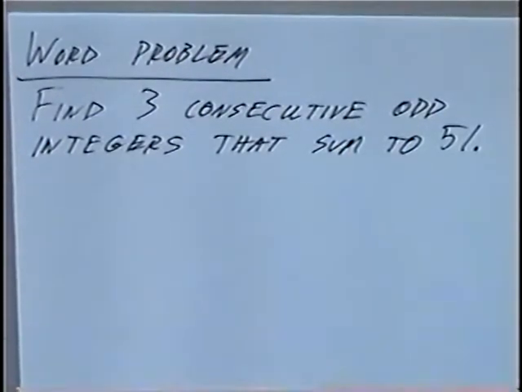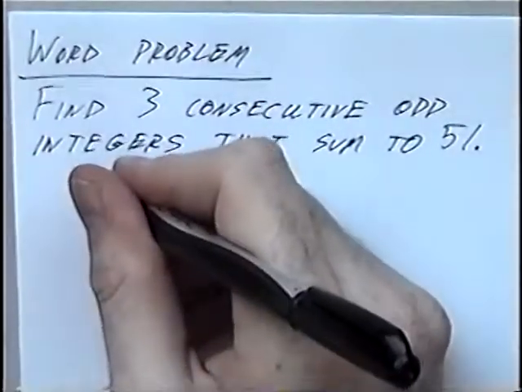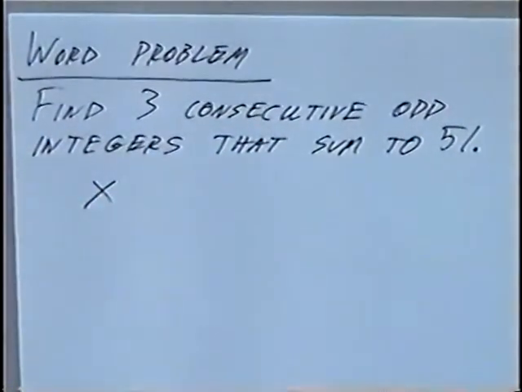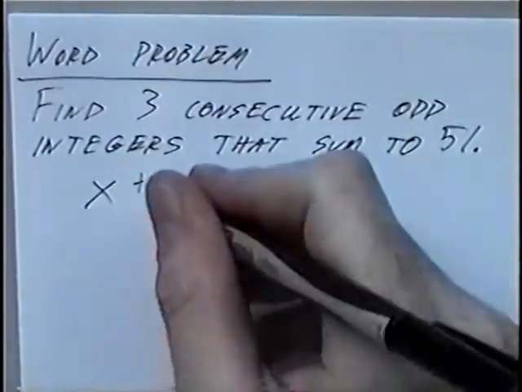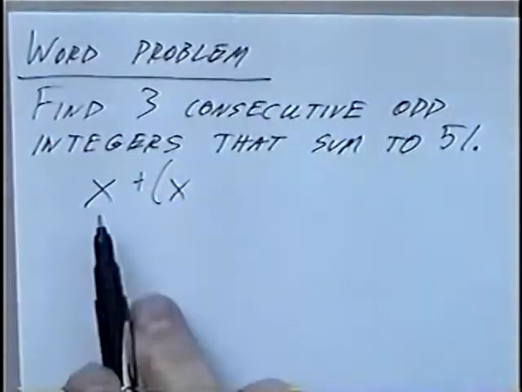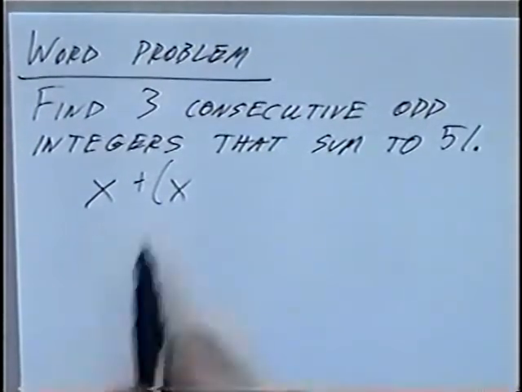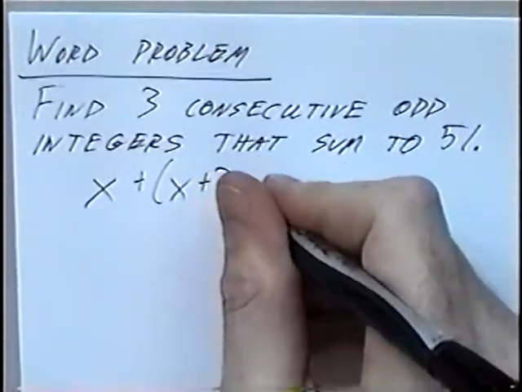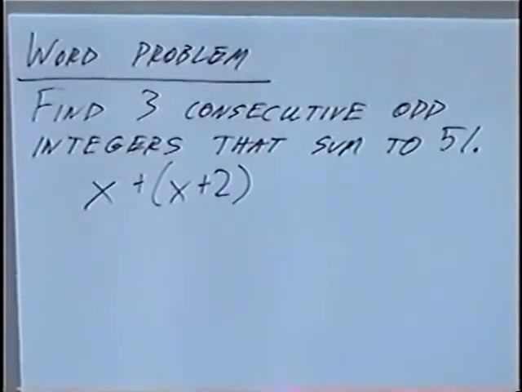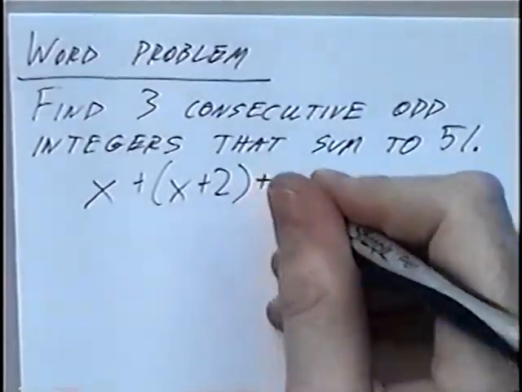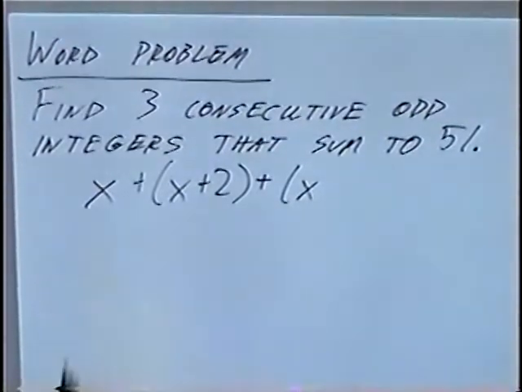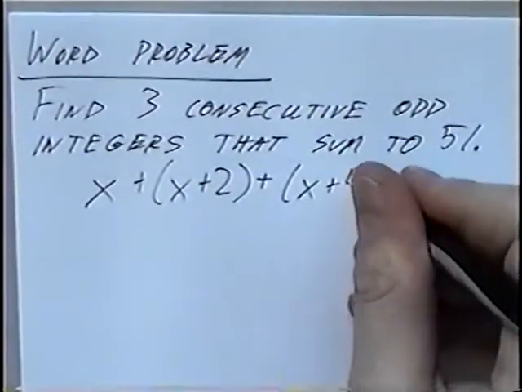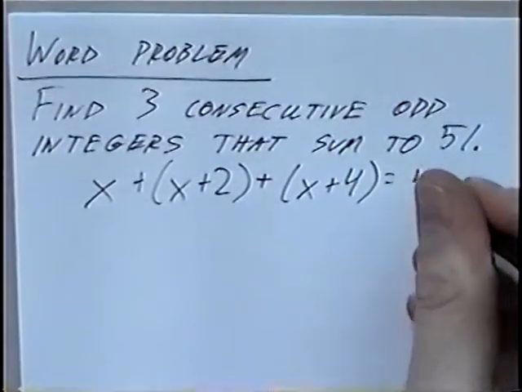Find three consecutive odd integers that sum to 51. Again, if we let x be the first odd integer, we can add to that the next odd integer. If x is an odd integer, the next odd integer after that is two numbers bigger, or x plus 2. And the third consecutive odd integer in terms of x would be x plus 4. Equals 51.